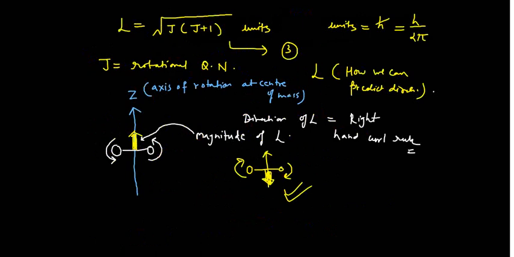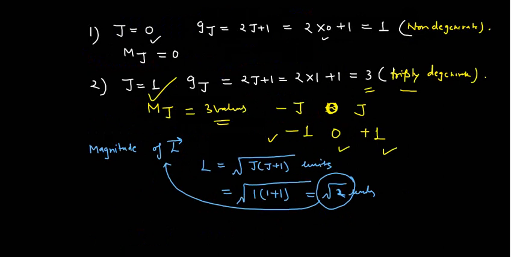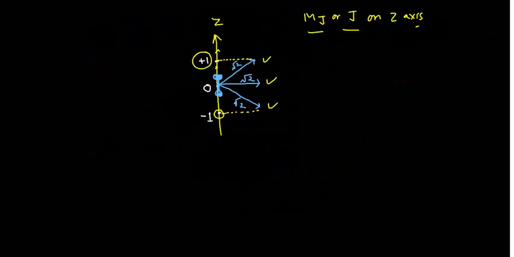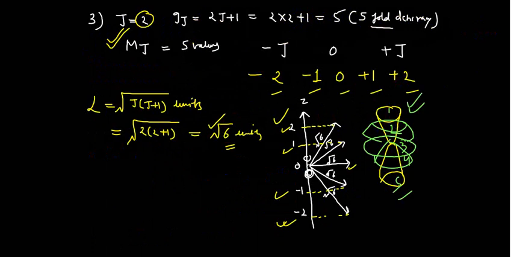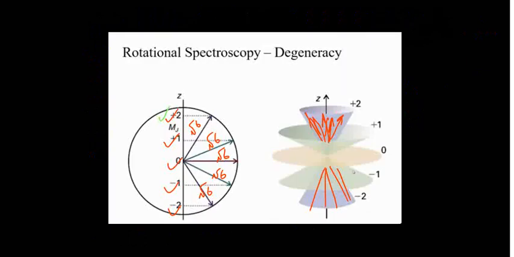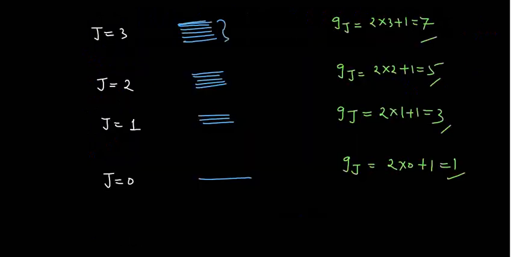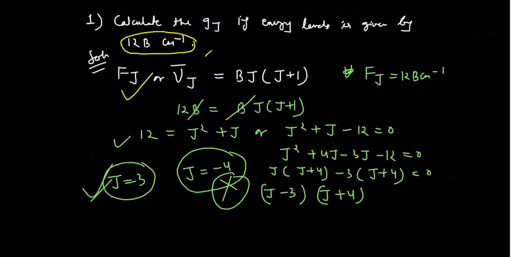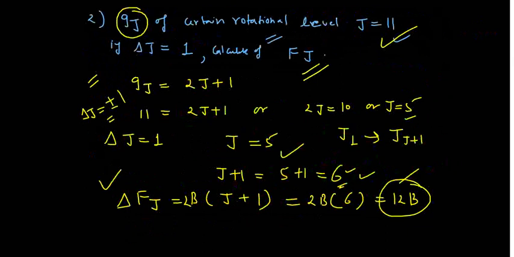Then we explained the right hand curl rule, and after that I explained what happens to the degeneracy when you go from j equals 0 to j equals 1 to j equals 2. I explained the degeneracy of the states for j equals 1, then for j equals 2, and finally I ended up with this particular diagram, if you can recall. After that I solved one or two numericals based on this. So up to this point we have done the degeneracy of the energy states.